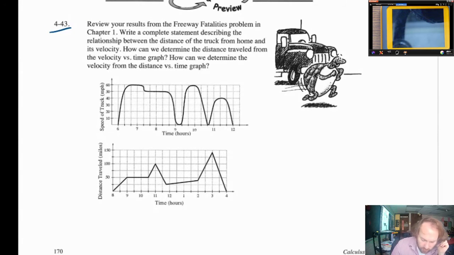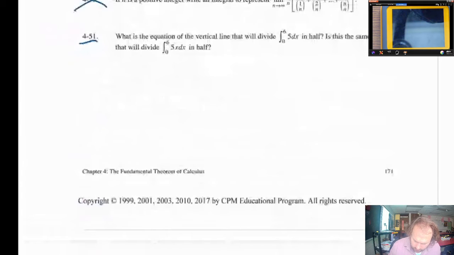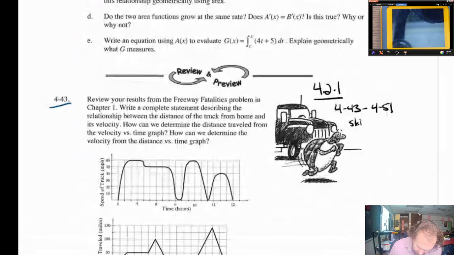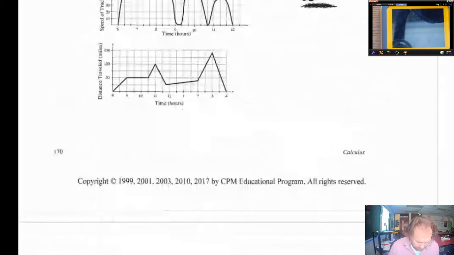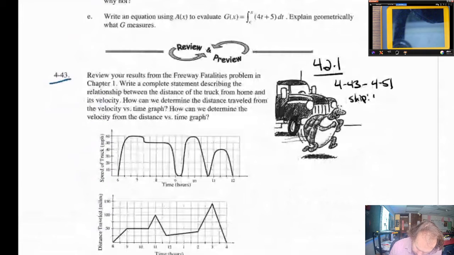This is section 4.2.1, our next kind of adventure here. We're going to be doing problems 443 all the way through problems 451. And we're going to be skipping a couple along the way. We're going to skip problems 446 and 450. So let's go ahead and jump into it.